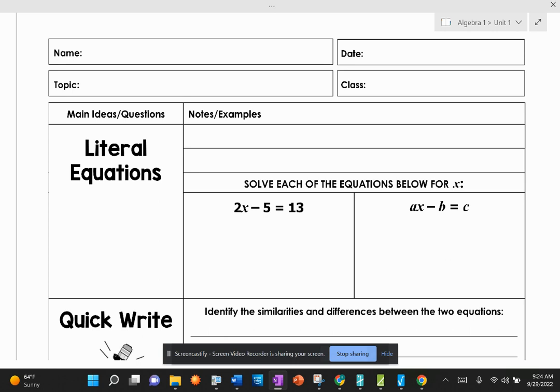We are doing 1.7 today. On Monday, you will be getting your Unit 1 or Chapter 1 review for our first big test. And it'll be 1.1 through 1.7 that the test will be over. After that, we will move on to inequalities.